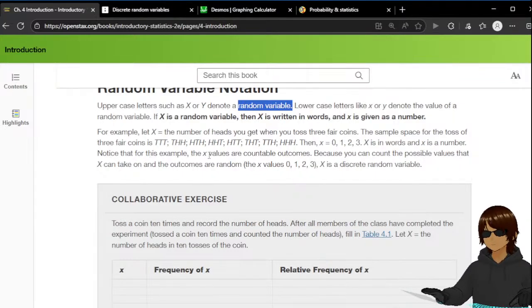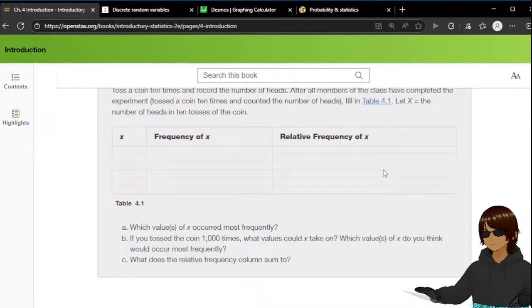Notice that for this example, the x values are countable outcomes because you can count the possible values that capital X can take on, and the outcomes are random. Capital X is a discrete random variable.